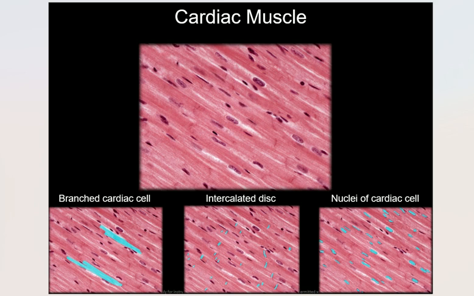Several lines that form muscle fibers are called intercalated discs, right here outlined with these little blue markings. Cardiac muscle is the only one that has these intercalated discs, and it's going to be the only muscle that branches too. So here you can see the branches. It doesn't just stay one, it branches off.